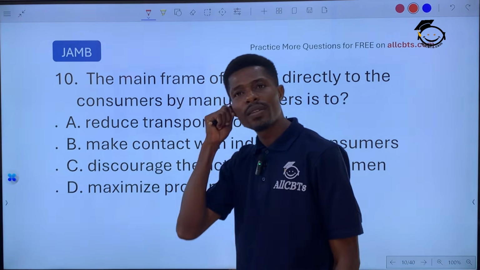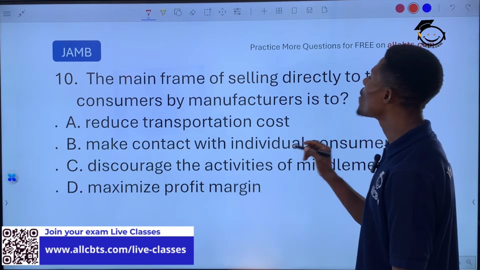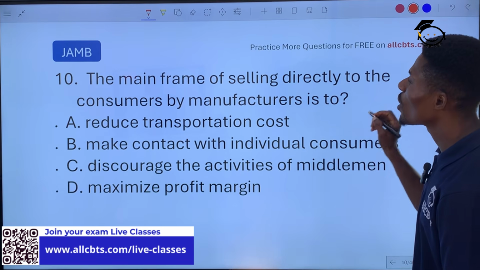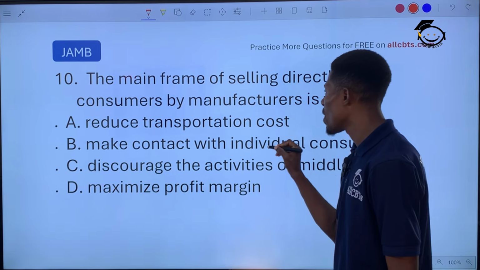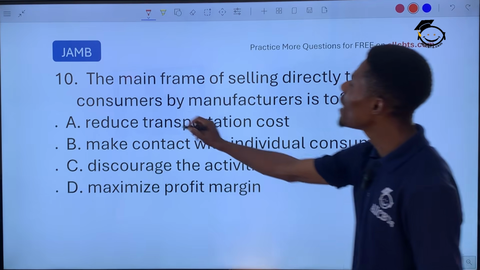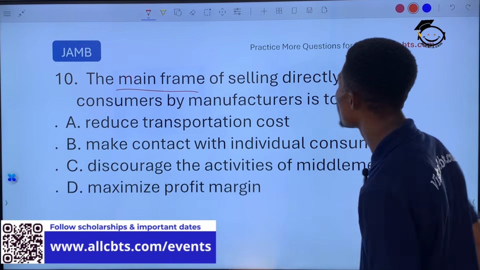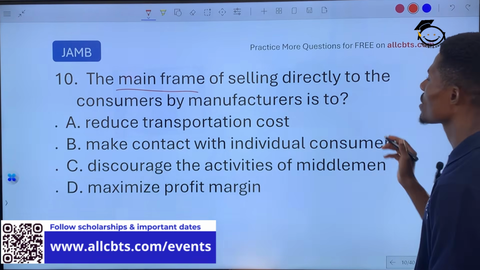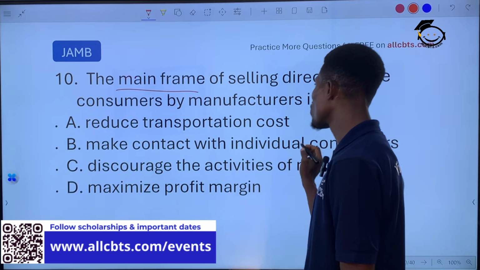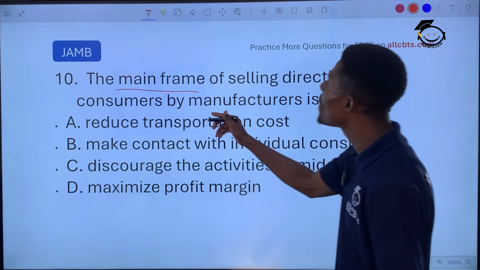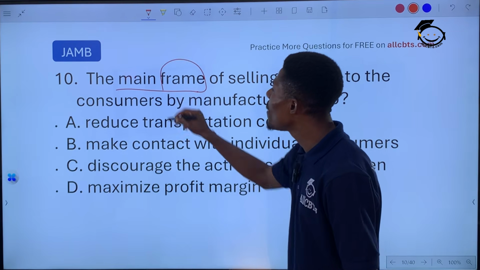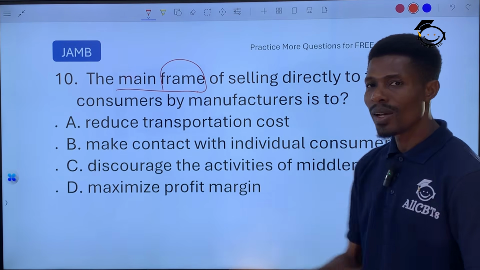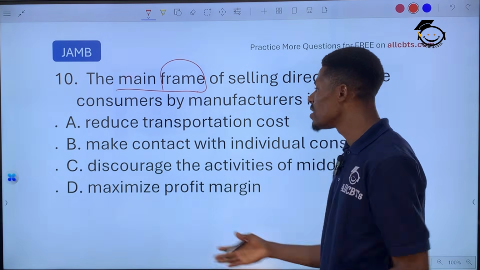Now, question 10. The main frame of selling directly to the consumers by manufacturers is what? Take note of the word: the main frame means the main goal, the main reason.